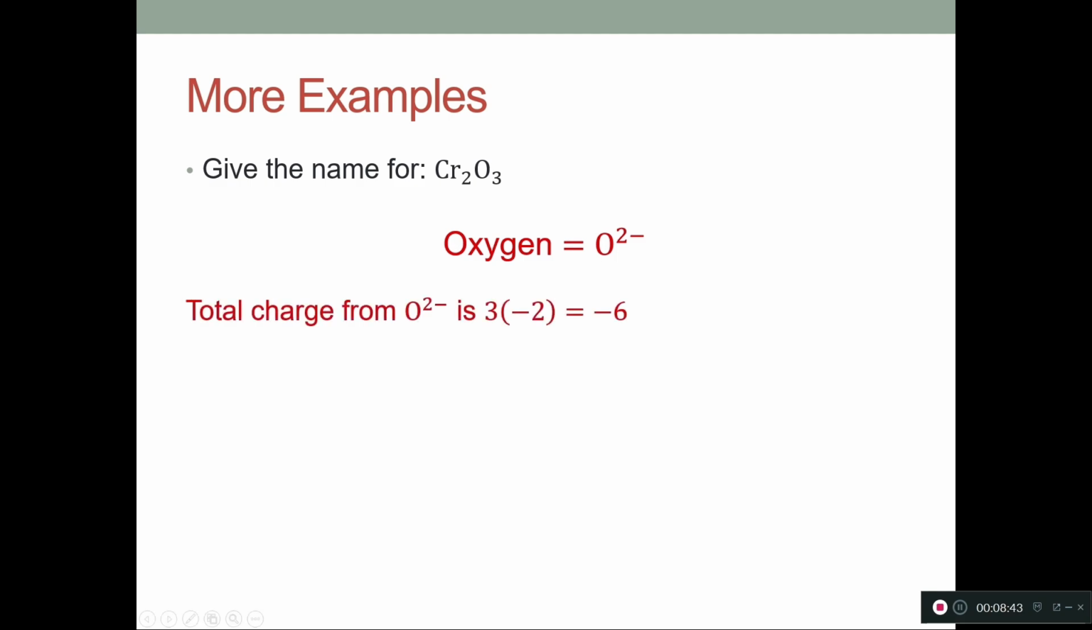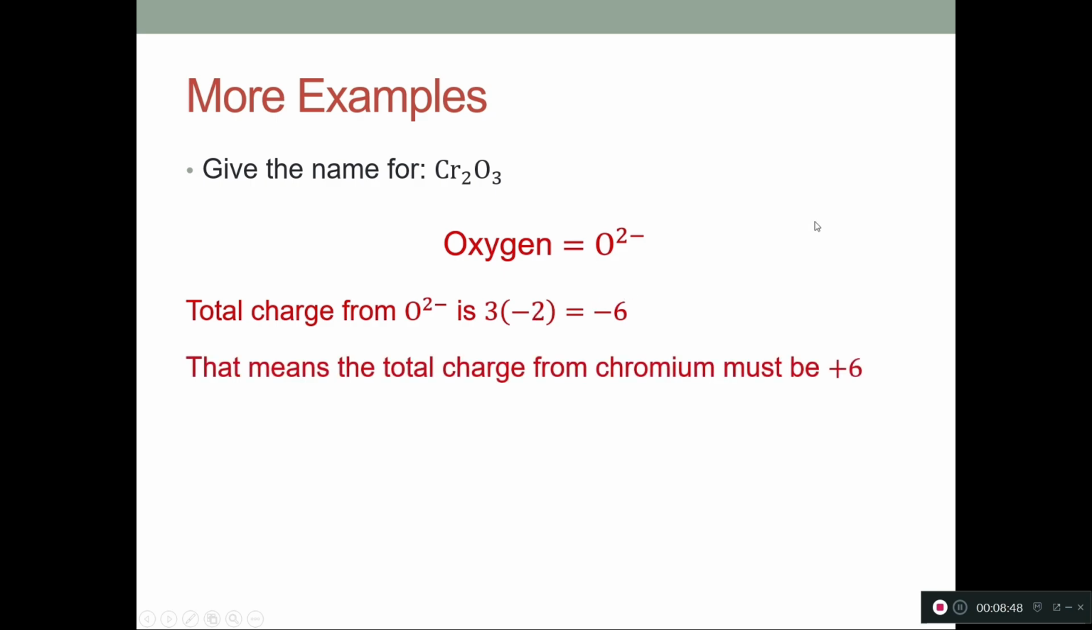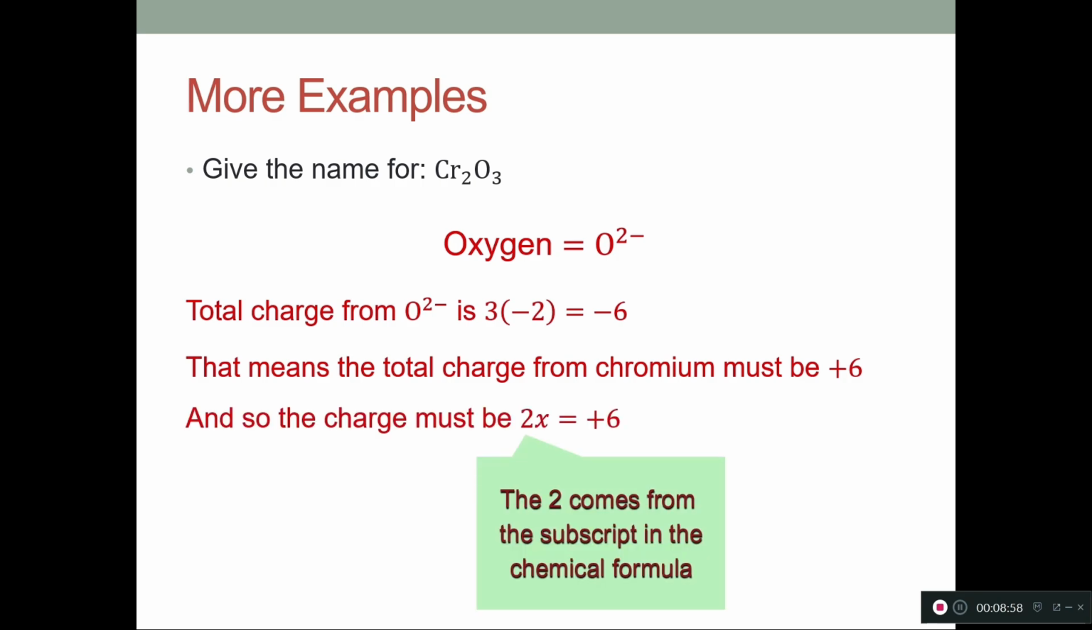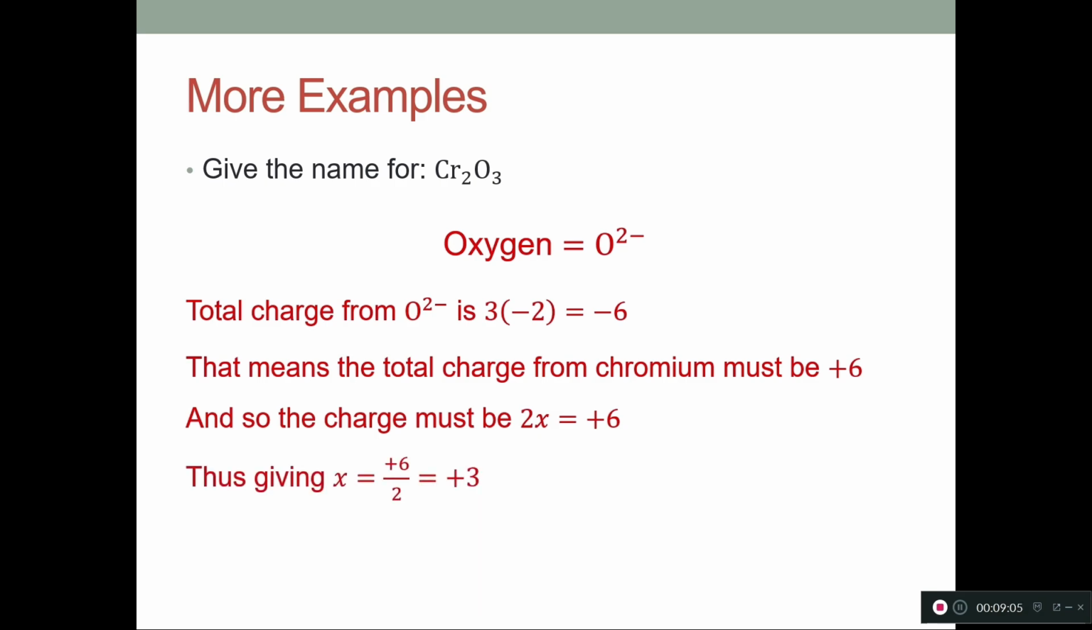Now if we have Cr2O3, again, oxygen has a -2, and so the total charge from the oxygen is -6 because we have 3 of them, so 3 times -2 is -6. This means that the total charge coming from the chromiums must be +6 in order to cancel that out and get a neutral compound. And so that means that the charge must be 2x equals +6, so we want to solve for x. That gives us +6 over 2, so the charge must be +3 on each of those chromiums. So it must be chromium(III) oxide.